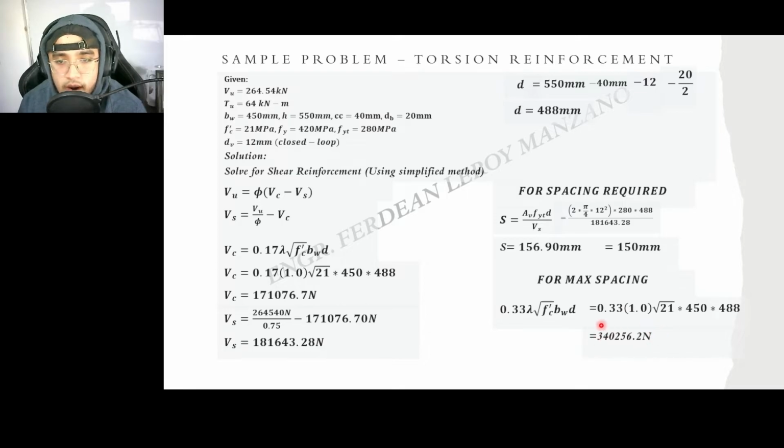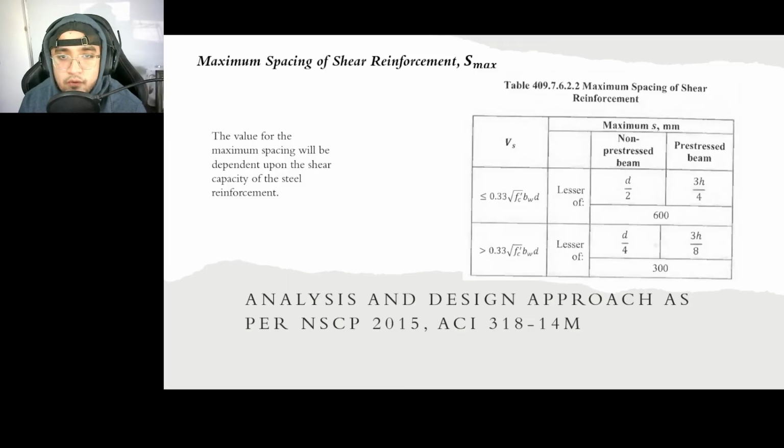Okay, so this is now our limit, and as you can see, this is our Vs, which is 181,643.28. And since this Vs is less than this limit, for our S max, we will now be making use of this table since our Vs is less than 0.33 square root of f prime c bw d. So it is now the lesser of d over 2 and 600.